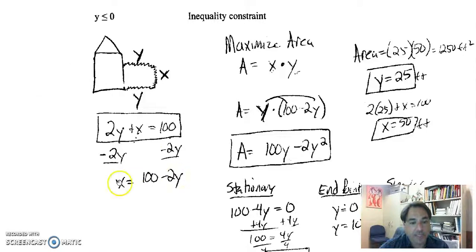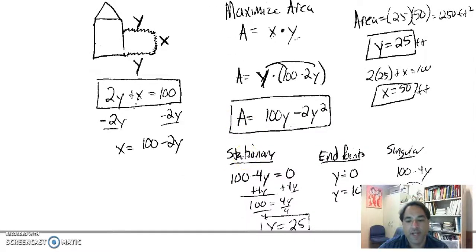Now, why am I doing this? I'm going to take x equals 100 minus 2y and plug in for x. So instead of x, I put 100 minus 2y. So I have y times 100 minus 2y. Now I'm only dealing with y, not x and y. And so this is the function I'm going to simplify. y times 100 is 100y. y times 2y is 2y squared. So now I can work with this because we're not dealing with two variables, x and y. We're only dealing with one, y. So area equals 100y minus 2y squared.